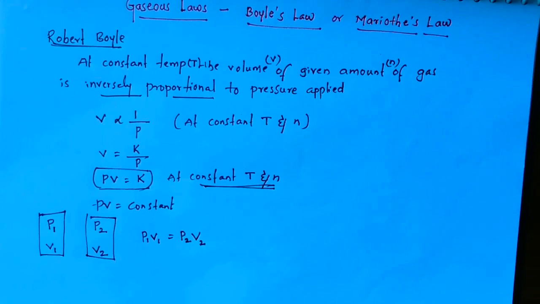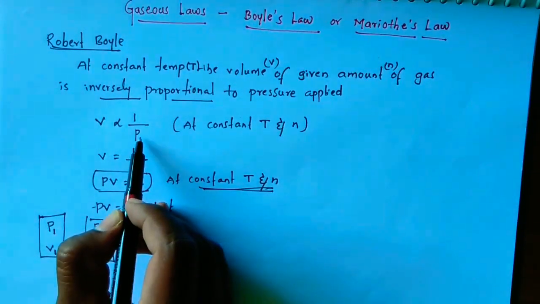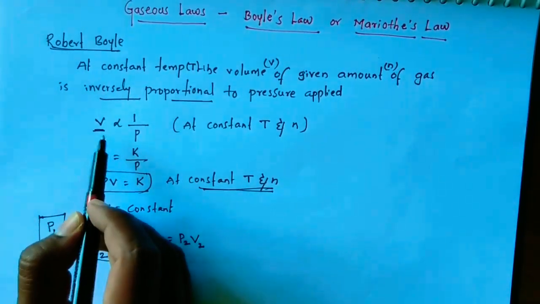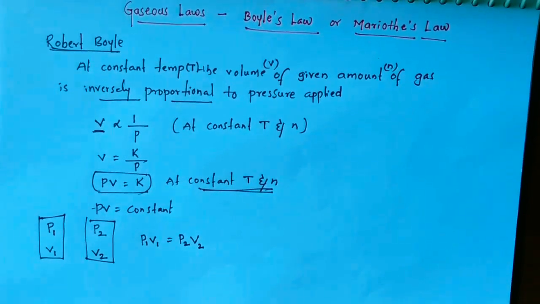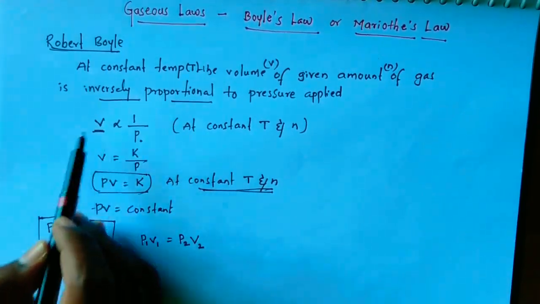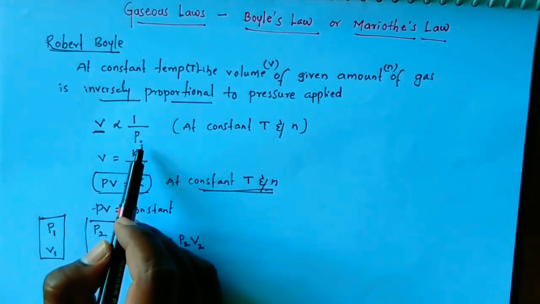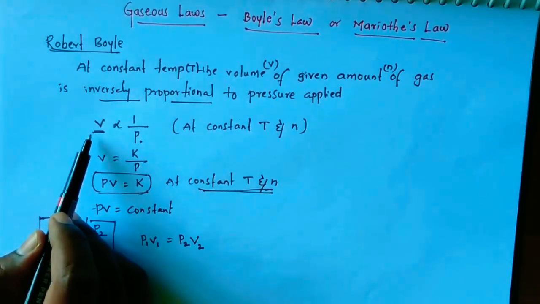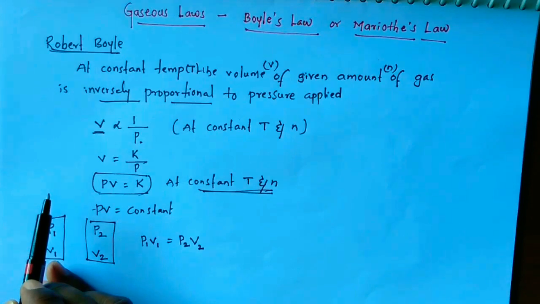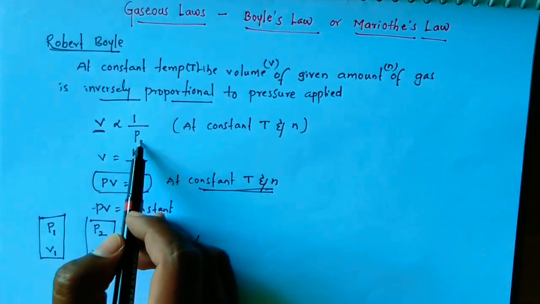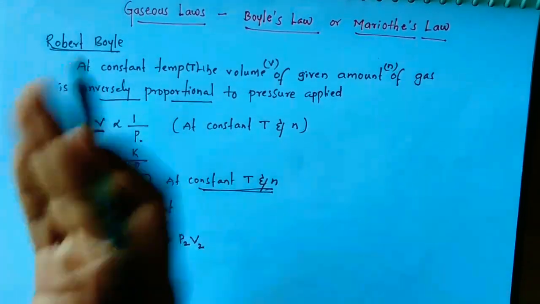For better understanding, from this relation, if the pressure doubles, the volume of the gas decreases 2 times, which means the volume becomes half. If pressure increases 4 times, the volume decreases 4 times. If pressure decreases 2 times, the volume increases 2 times.